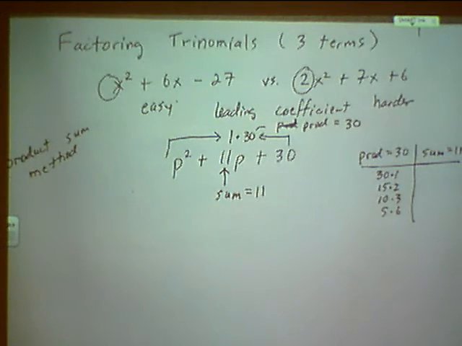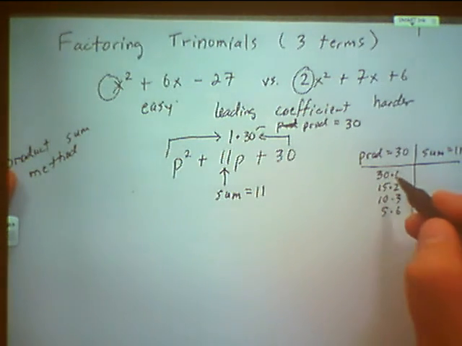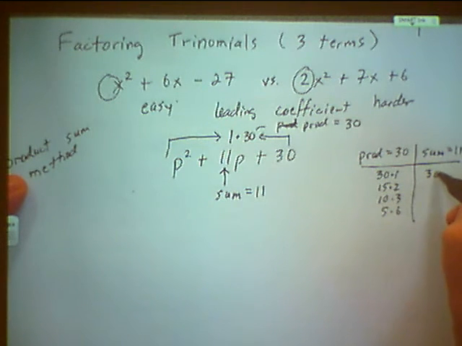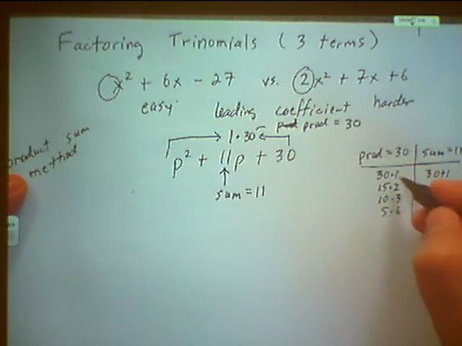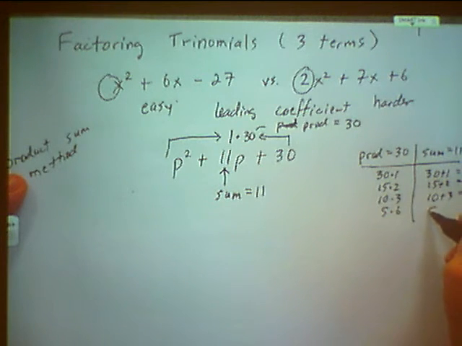Each one of those, if I multiplied those two numbers together, equals 30. I say that's a product of 30. But I'm then going to turn around and take these same two numbers and add them together. So 30 plus 1 equals 31. 15 plus 2 is 17. 10 plus 3 is 13. 5 plus 6 is 11.